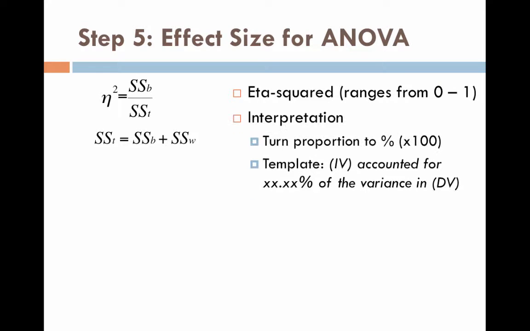What eta squared is, again, is our effect size. The way we interpret this is that we convert our proportion to a percentage so that we can throw it into this template: our IV accounted for so much percent of the variance in our DV. Does this sound familiar? This is the exact same template that we use when we report our coefficient of determination when we're working with Pearson's product moment correlation coefficient.